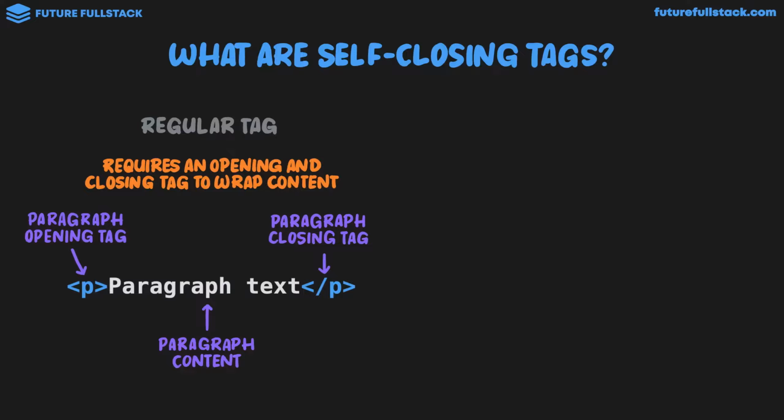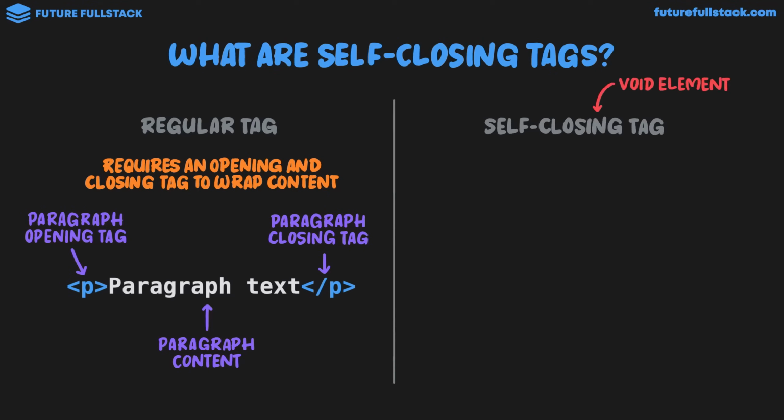So regular tags have both an opening and closing tag that are wrapping content, like headings, paragraphs, and lists that we've seen before. There is another type of HTML tag called a self-closing tag, otherwise known as a void element. For self-closing tags, the tag itself is the element with no content to wrap. We've already seen an example of a self-closing tag.